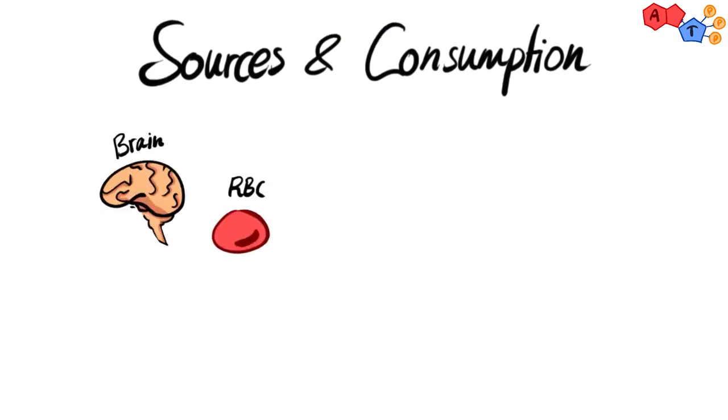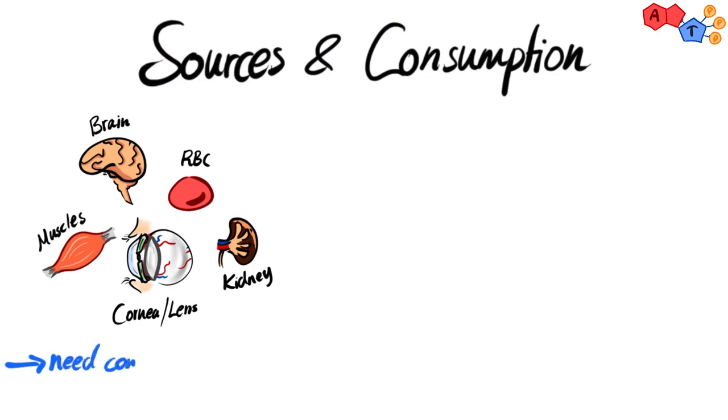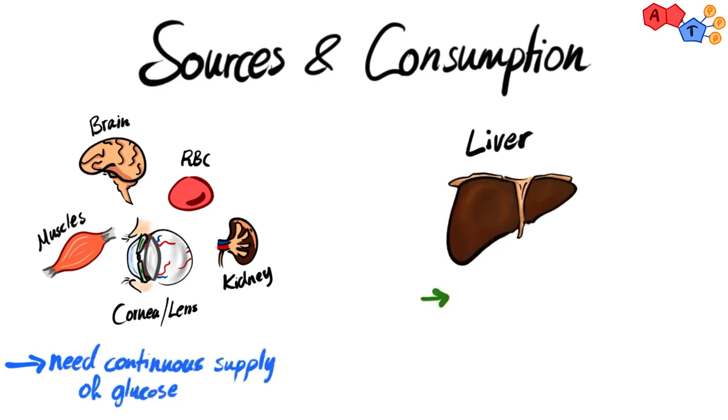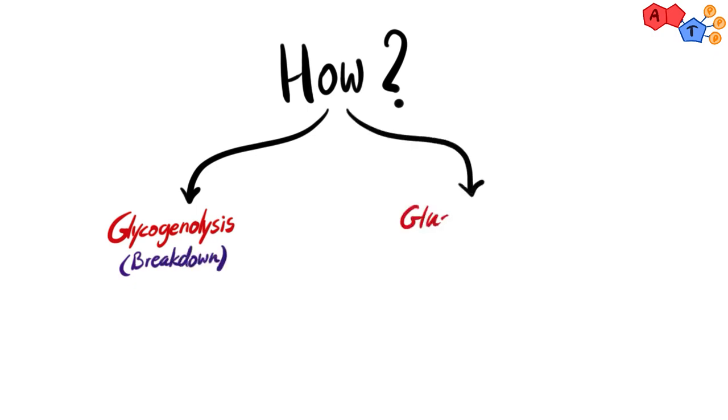The brain, red blood cells, kidney medulla, lens, cornea, testes, and exercising muscles need a continuous supply of glucose to remain functional. The liver is responsible for maintaining glucose levels of the blood and to ensure that these organs get the glucose they need. Now, this is achieved by two important processes: glycogenolysis, which is the breakdown of glycogen, and gluconeogenesis, which is the production of new glucose, hence the word neo. And this is our topic for today.